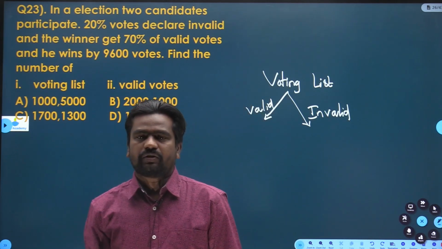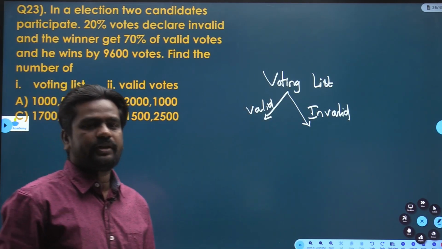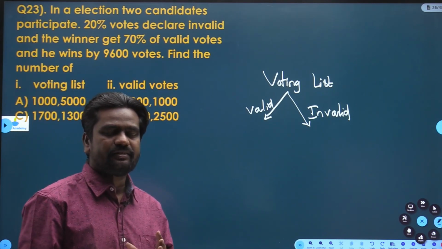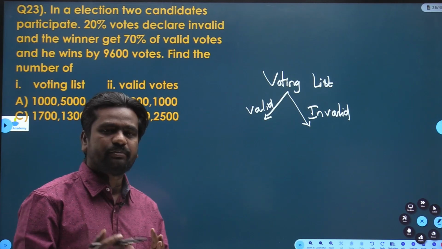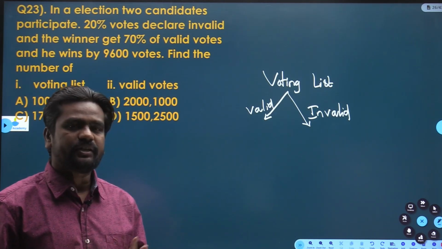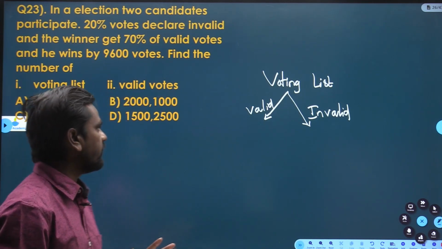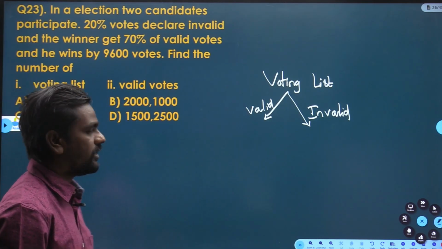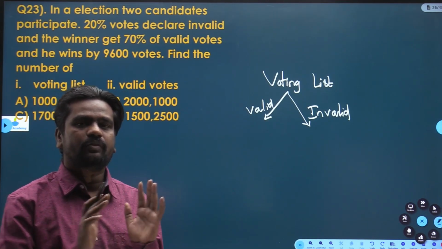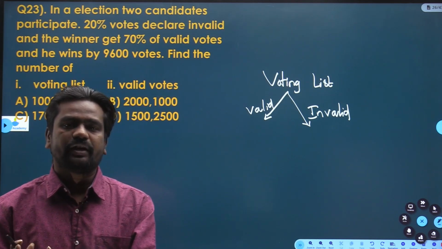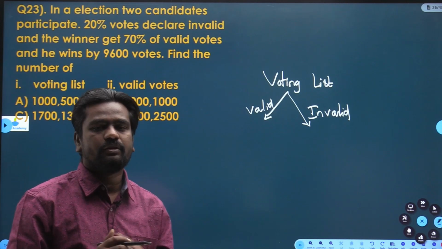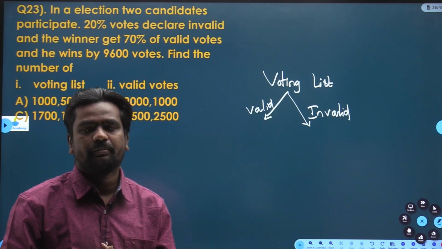So in elections, when the counting begins, there is a voting list. The voting list means the entire eligible list, prepared by the Election Commission of India. Out of the voting list, if somebody votes, some votes are declared valid and some votes are declared invalid, because some people make mistakes during the process of voting.